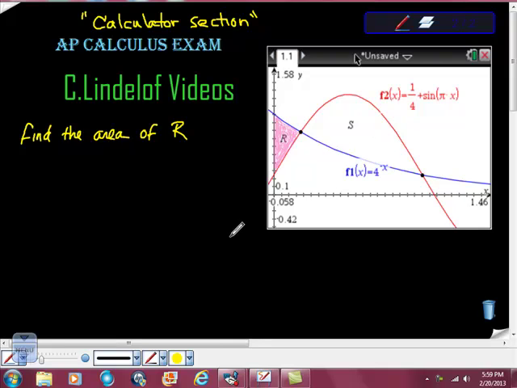So here we're given these two functions, and they intersect. We're given these two regions, R and S. And our first question is find the area of R. So R is that area right in there. So this is all we have to do. We're allowed to use our calculator. Otherwise, this would get a little bit more tricky, I think.